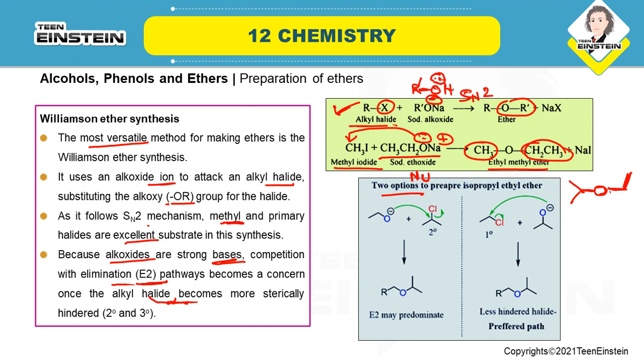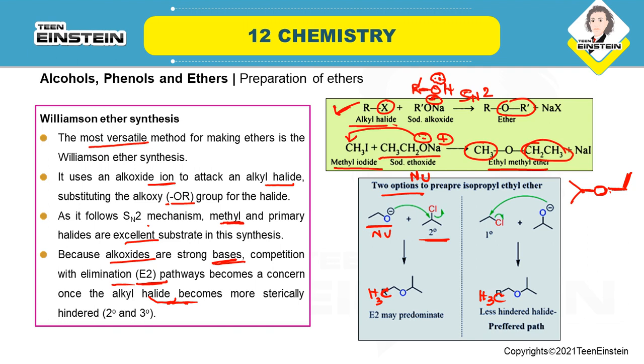In one combination, we have taken ethoxide ion and isopropyl chloride. Now this is acting as nucleophile. It is attacking this carbon which is containing chlorine, and ultimately, sorry, this is not R, this is CH3, there is formation of isopropyl ethyl ether.